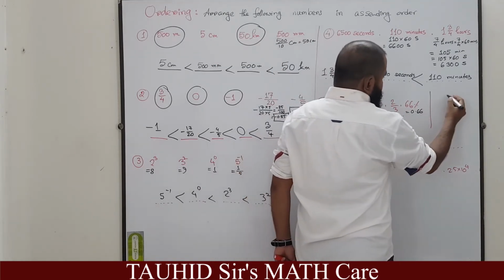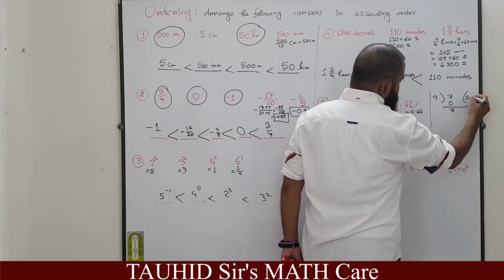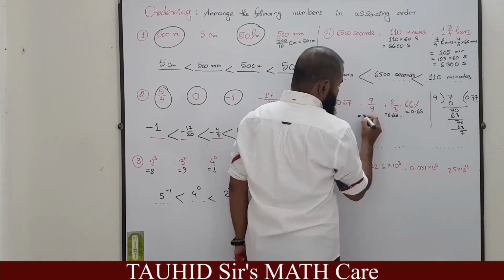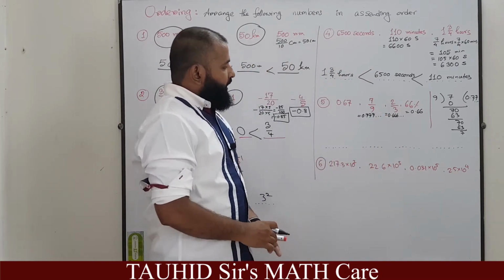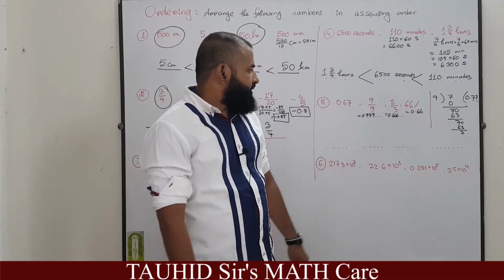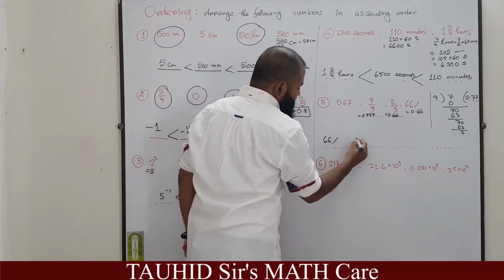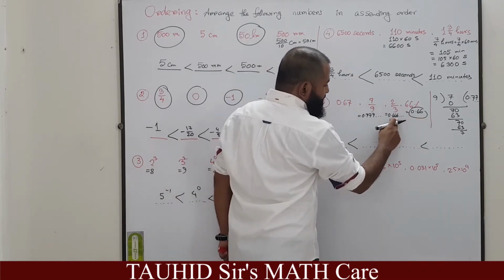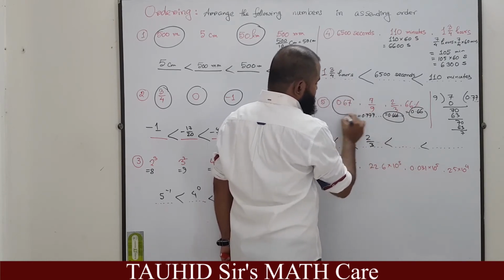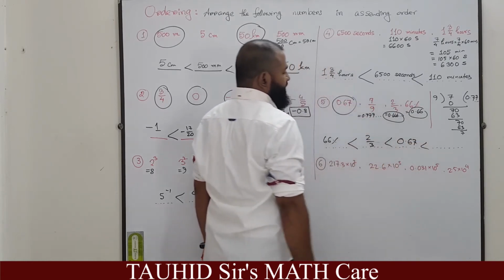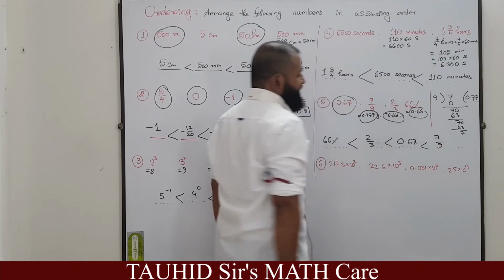For 7 by 9, if we divide 7 by 9, what will we get? 7 by 9 means 0.777 and it will continue. Now you can see which one is the smallest. 0.66 is the smallest. That means 66% is the smallest. After that 0.666 continues, that means 2 by 3. After that 0.67, and finally the largest one is 0.777, that means 7 by 9. This is our answer.